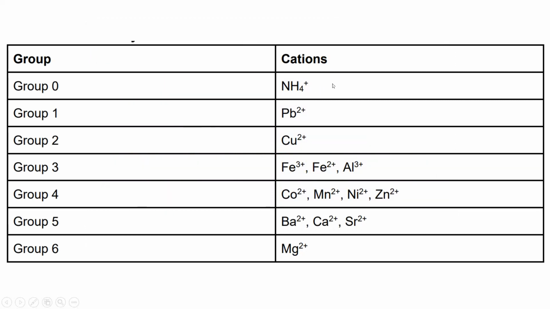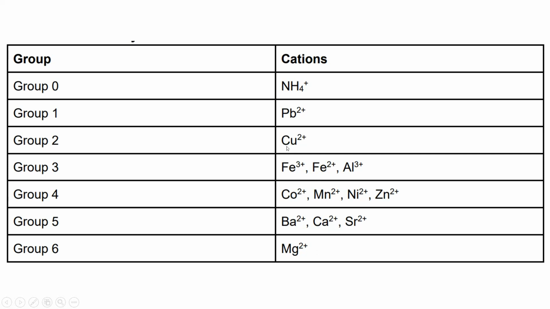So group 0 is ammonium, group 1 is lead, group 2 is copper, and group 3 is ferrous, ferric, and aluminum. Group 4 is cobalt, manganese, nickel, and zinc. Group 5 is barium, calcium, strontium, and group 6 is magnesium, right?